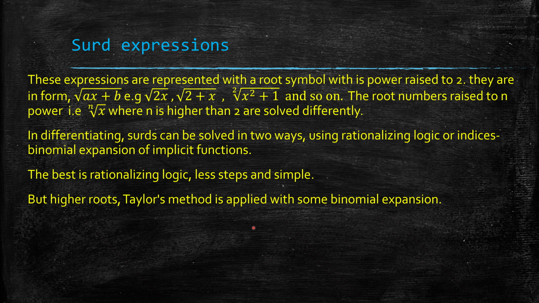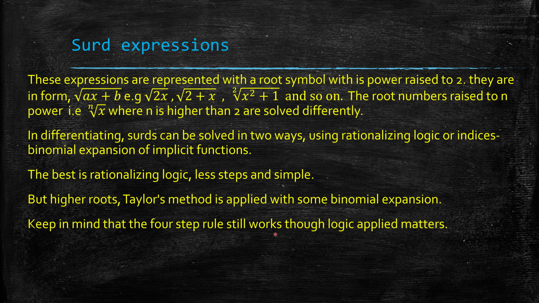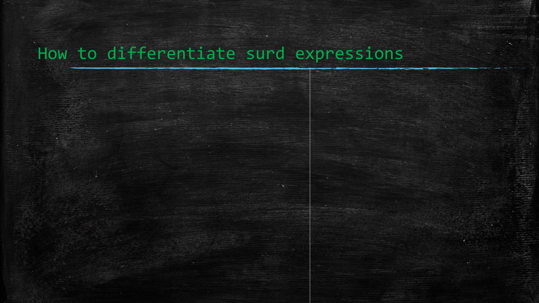For that one, you would need the Taylor's method that you will apply for binomial expansion. But I would like you to keep in mind, if we are to use our logic here, that our 4-step rule still works through the logic applied. Alright, now let us know how to differentiate surd expressions step by step.